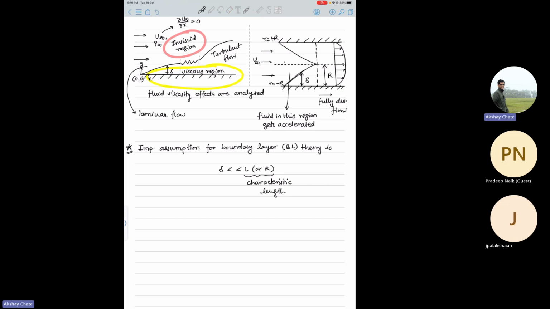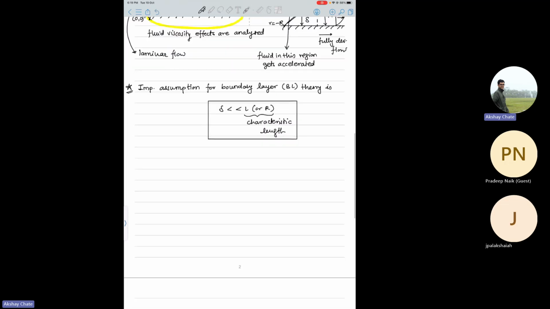So yeah, basically that is the point that is important. Coming back to this, this is the very important basic assumption that our whole theory is based upon. So remember that. The coming analysis is valid only if delta is very small, compared to the characteristic length. So there are three ways to analyze.